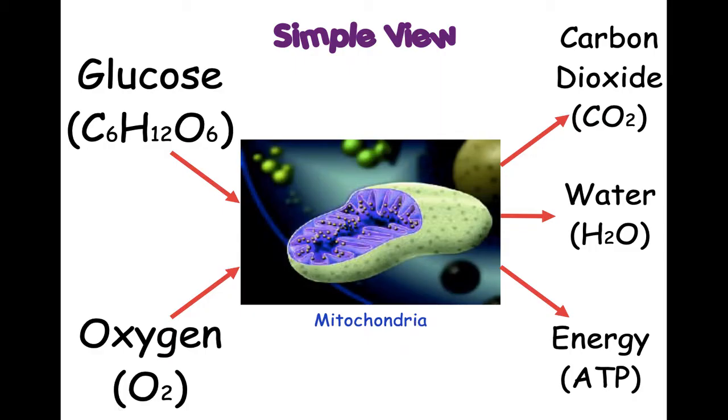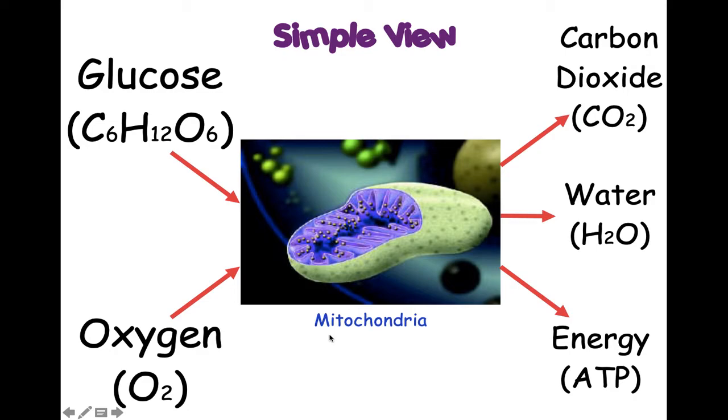Okay. Here's the simple view. You have glucose going in, so C6H12O6 going in. You have oxygen going in, that's O2. And you have three things coming out: carbon dioxide, CO2, water, H2O, and ATP energy. And don't forget that this all happens in the mitochondria.